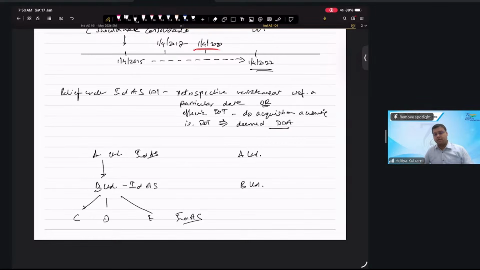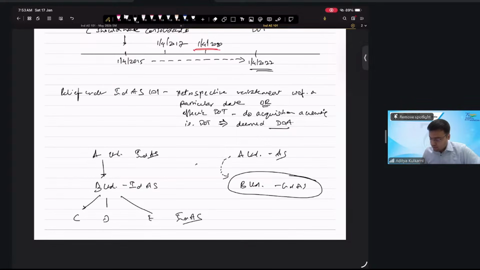This cannot happen when A holds shares in B right from the beginning. This situation where Ind AS applies to B and AS applies to A is possible only and only when B Limited has first moved to Ind AS, and after that A Limited acquires control over B. Are you okay with this?